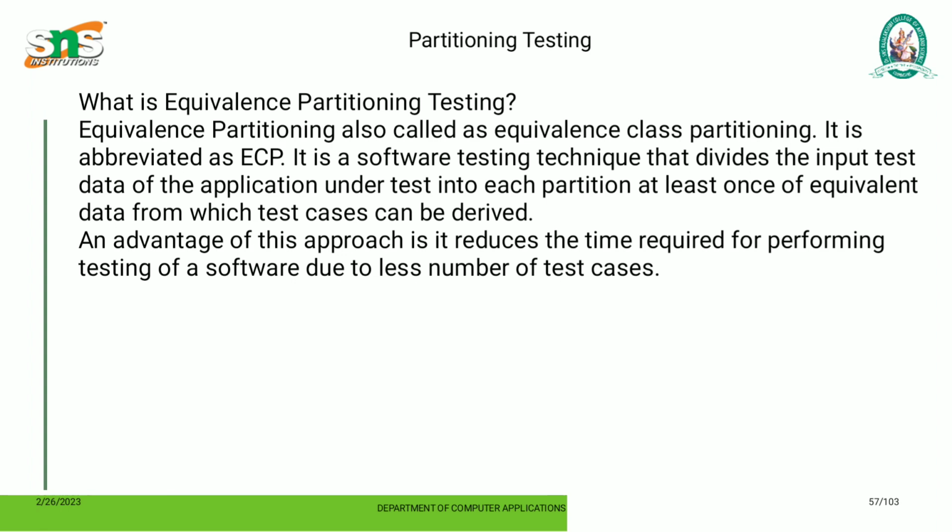Next we'll discuss partitioning testing. In the partition technique, there is a process where equivalence partition testing is done. Equivalence class partitioning, abbreviated as ECP, is a software testing technique that divides the input test data of the application into partitions, and equivalent data from each partition is tested at least once. An advantage of the approach is that it reduces the time required for testing software, due to fewer test cases.